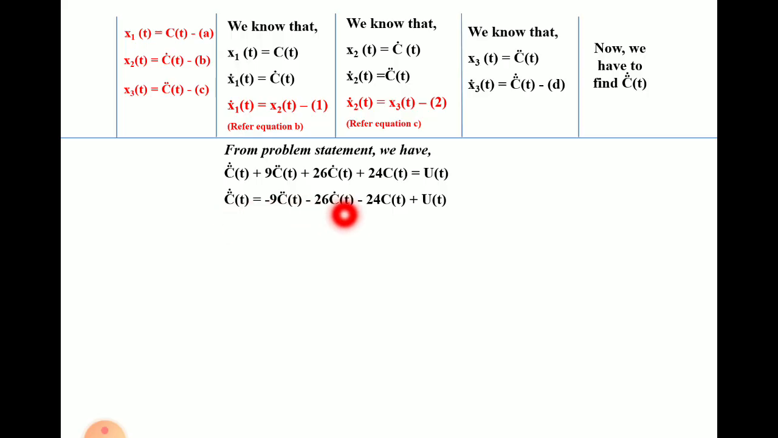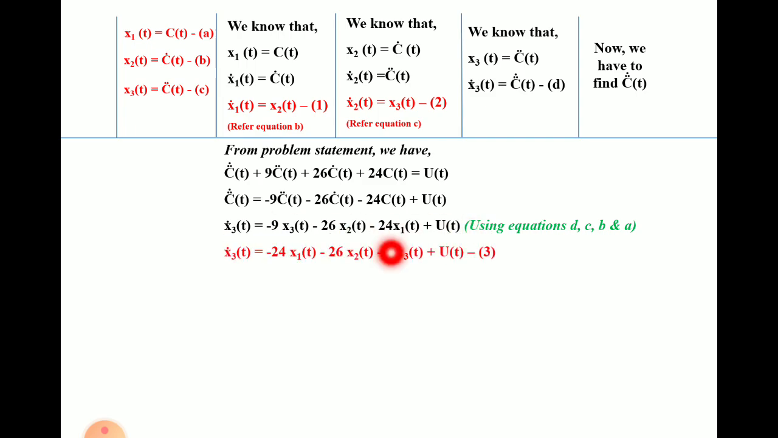Now here you need to represent this particular expression in form of state variable and input. Again, you observe what is C triple dot of t, x3 dot of t. What is C double dot of t, x3 of t. What is C dot of t, x2 of t, and what is C of t, x1 of t. You just substitute. So now here, if you can observe, we have an expression for x3 dot of t, that is state equation, represented in the form of only state variables and input. So now if I rearrange this, I will get x3 dot of t is equal to minus 24 into x1 of t, minus 26 into x2 of t, minus 9 into x3 of t, plus u of t.